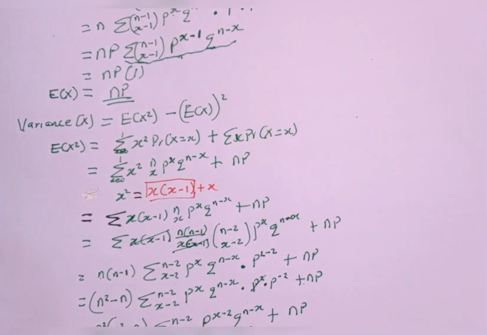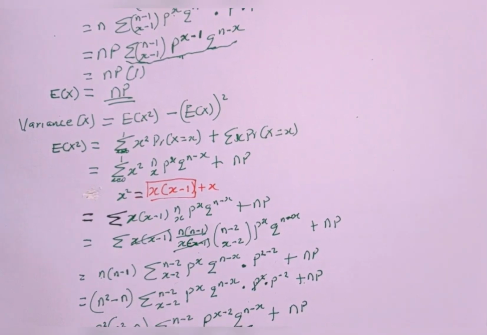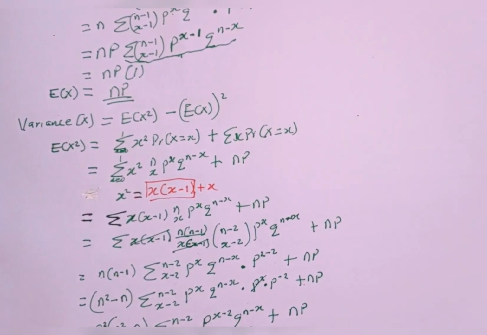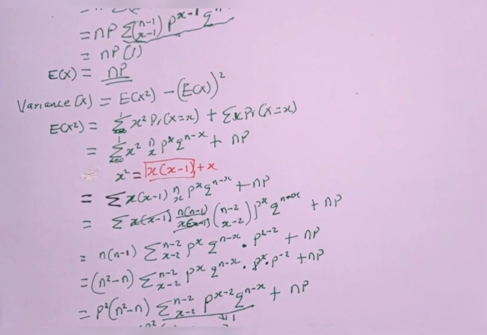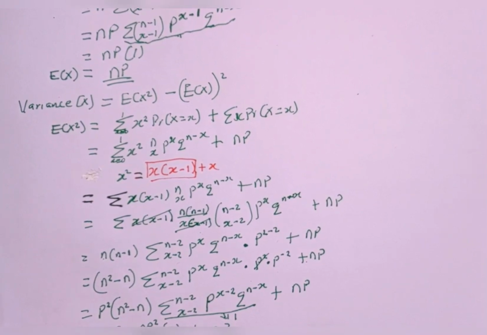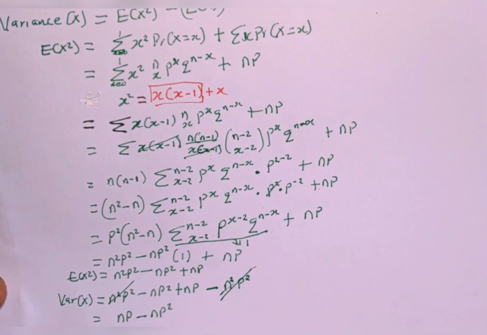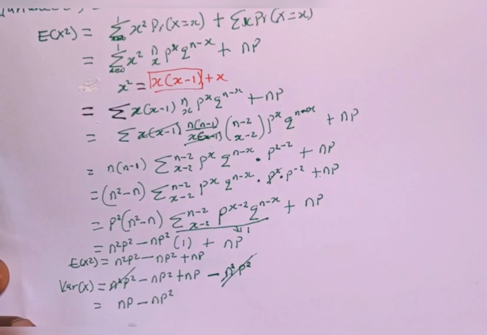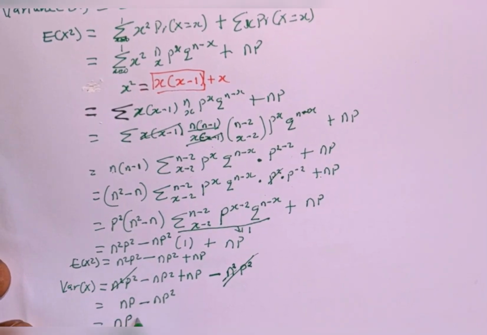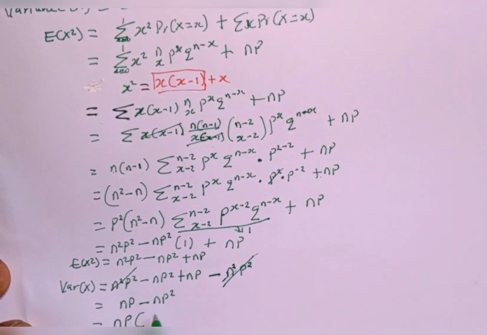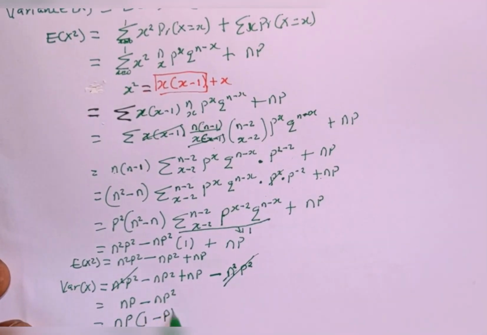So the next thing is to simplify this. We notice that this is positive n squared p squared and this is negative n squared p squared. So this and this are going to cancel. And this can also be written as what? Np then minus np squared. So it's still the same. Now what do we notice here? We notice that np and np is common. Np is common here and also np is here. So we factor out np. Then np divided by np is the same as 1, minus np squared divided by np. It will remain only p.